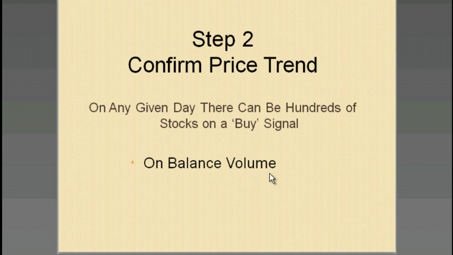So step two of Prime Trade Select is we want to confirm the price trend. On any given day, there can be hundreds of stocks on a buy signal. So I use trend confirmation indicators to confirm the price trend, and this allows us to narrow that list of stocks that are on a buy signal down to the stocks that have the best profit potential. One of the indicators we use is called on-balance volume.